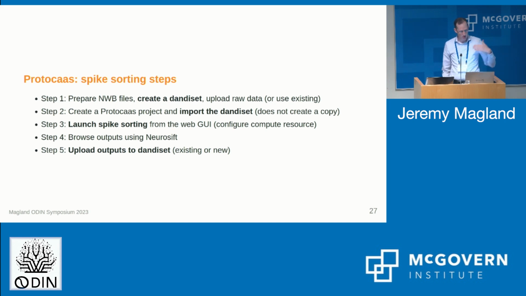The third step is to launch the spike sorting from the web GUI, configuring a compute resource. You specify whether you want it to run in the AWS cloud or on local resources. Then you can browse the outputs with Neurosift and ultimately upload the outputs to a new Dandiset so you can share or archive what the spike sorting output is.